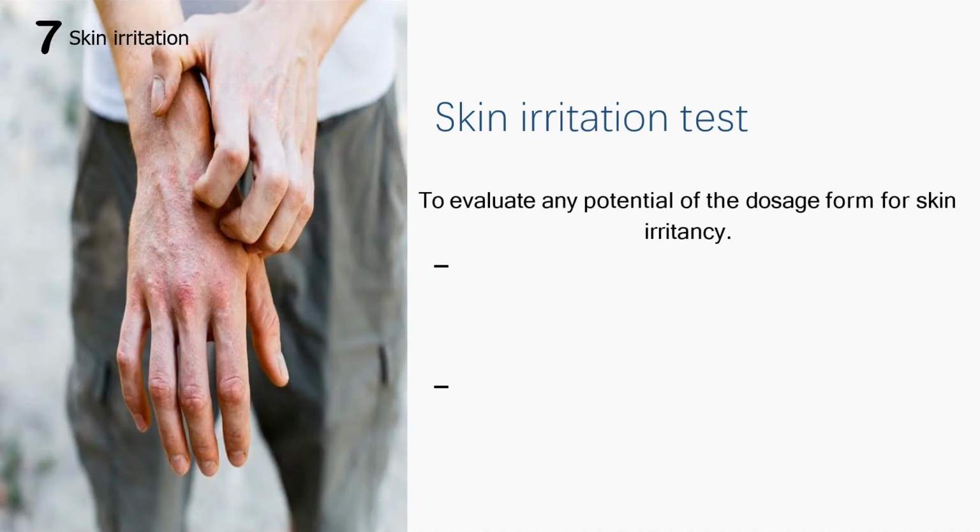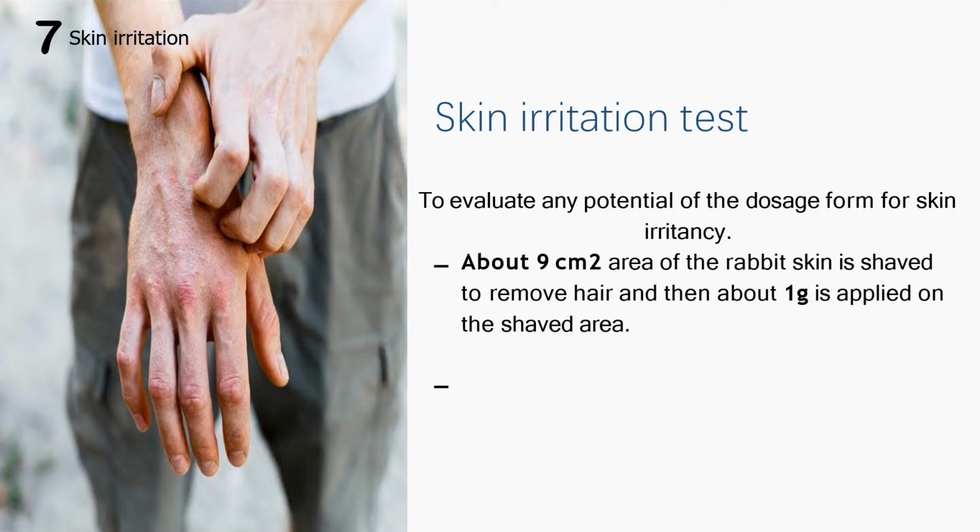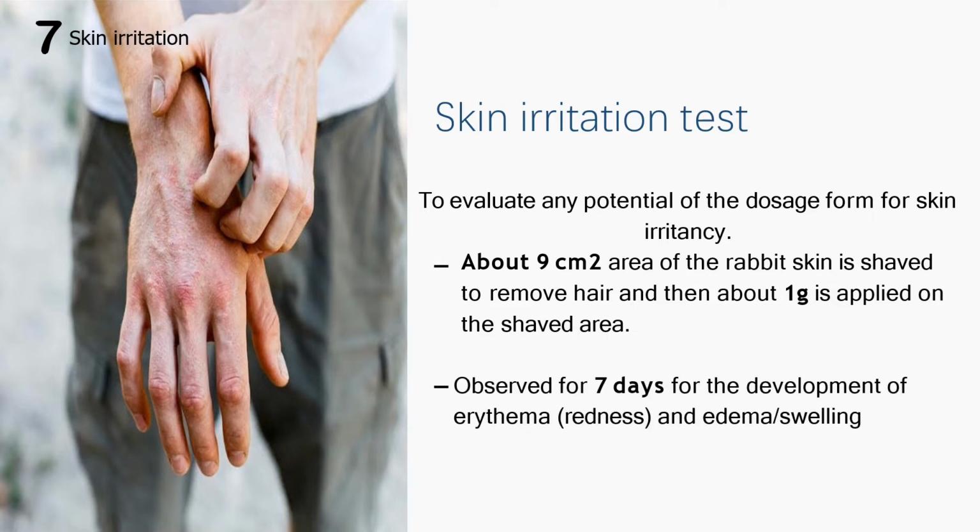Skin irritation test. To evaluate any potential of the dosage form for skin irritancy. About 9 square centimeter area of the rabbit skin is shaved to remove hair, and then about 20 grams is applied on the shaved area. Observe for 7 days for the development of erythema, redness, and edema or swelling.